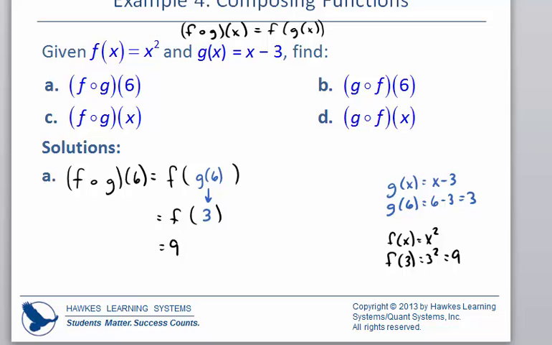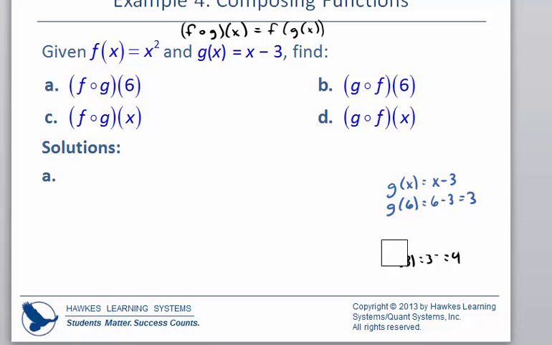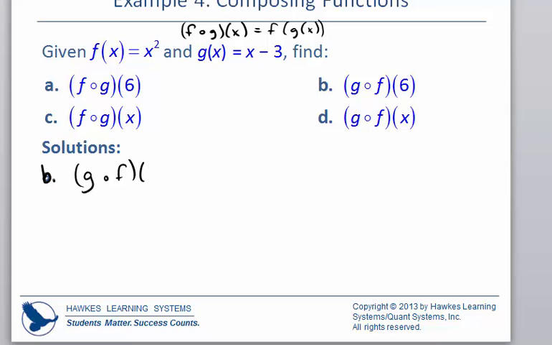I'm going to go ahead and erase part A, and we're going to do the same thing for part B. Part B says that we want to find (g ∘ f)(6). Again, according to our definition, we write the first letter down and a set of parentheses. Then inside that parenthesis, I'm going to put what's left here, so f(6).